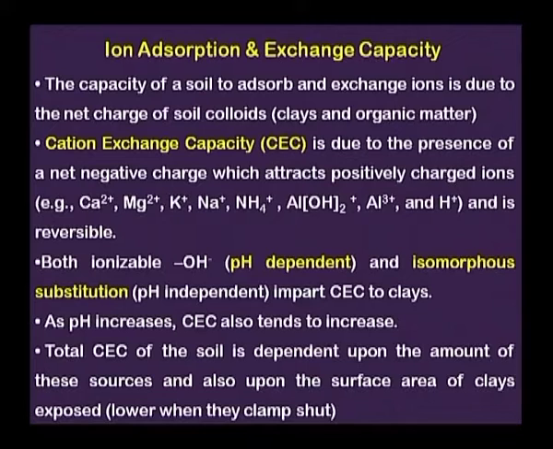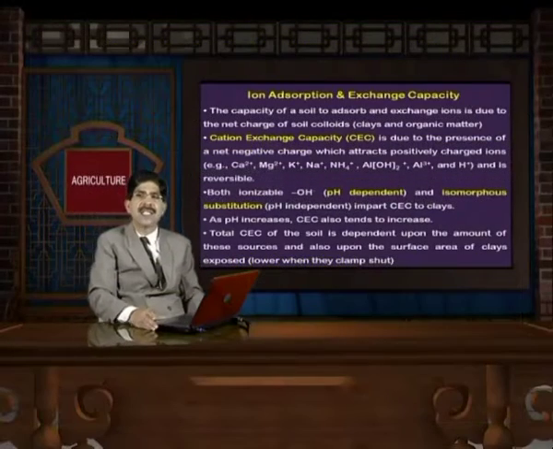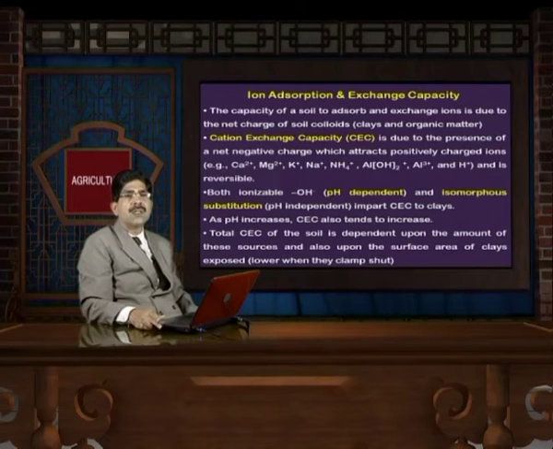As pH increases, cation exchange capacity also tends to increase. Total cation exchange capacity of the soil is dependent upon the amount of these sources and also upon the surface area of clays exposed, meaning it is lower when they clump together. So, the cation exchange capacity of soil depends upon the clay colloids and the pH of the soil. There are both pH dependent and pH independent types of charges in the soil, and the cation exchange capacity depends on the net negative charges of the soil.